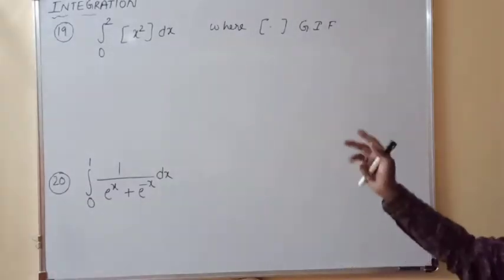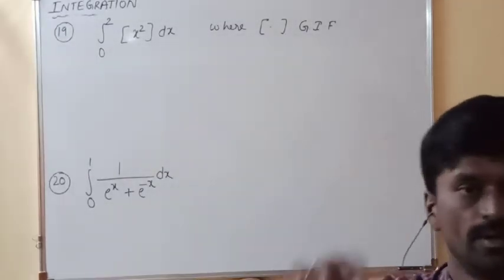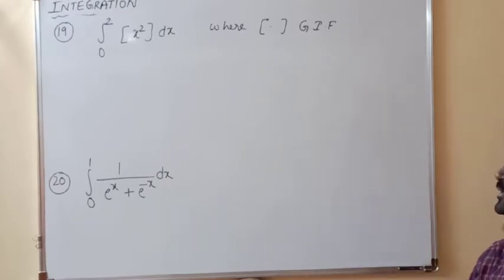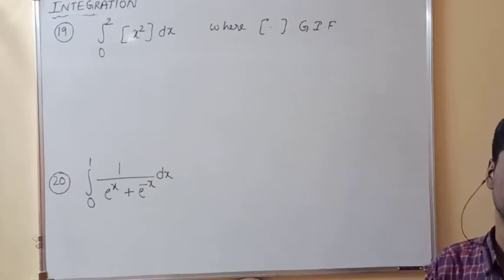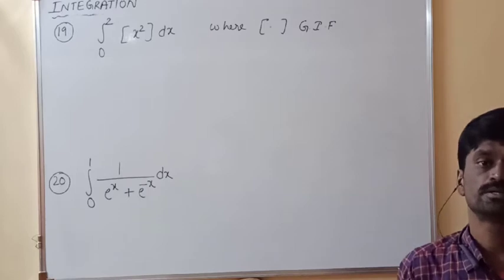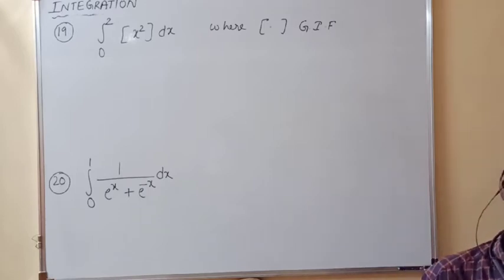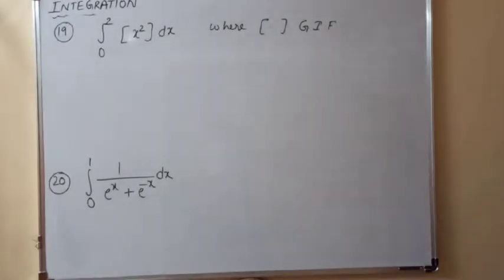Look at the next two problems. Integral 0 to 2 of step of x square dx, where this bracket function denotes the greatest integer function or step function. So you can't write the integral of step of x square as step of x cube by 3. That was wrong. So how to evaluate integral 0 to 2 of step of x square dx? We are familiar with this greatest integer function. It is discontinuous at every integer.